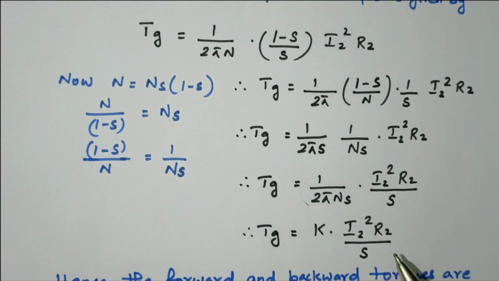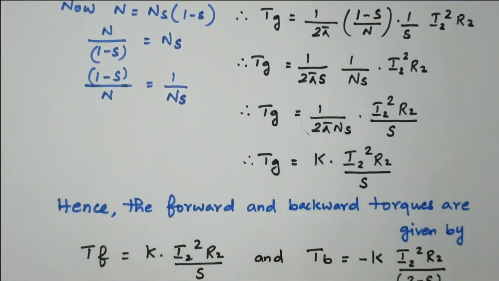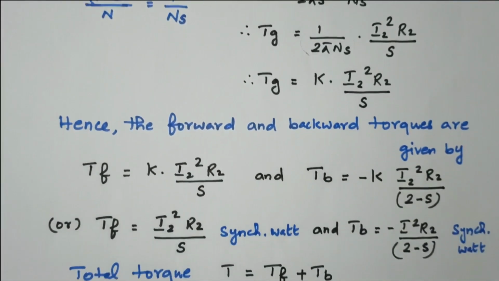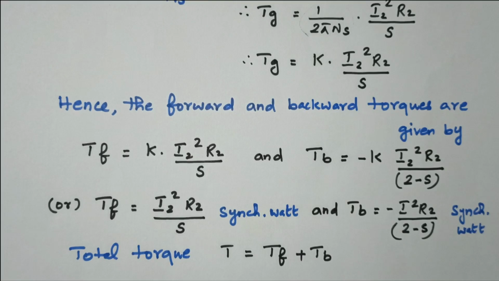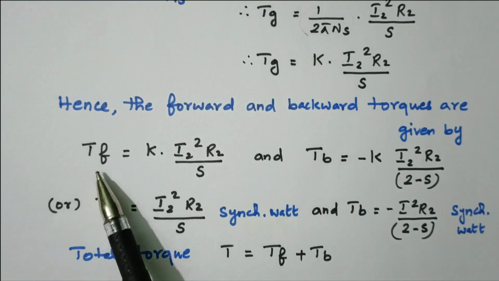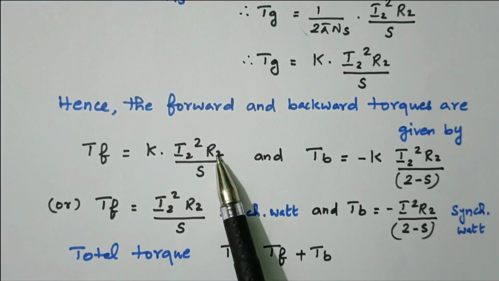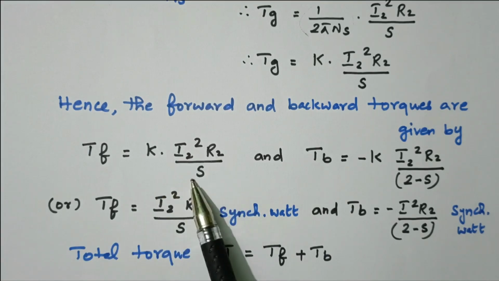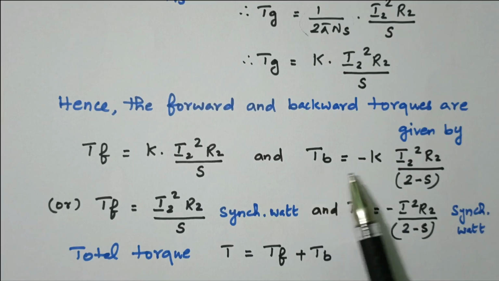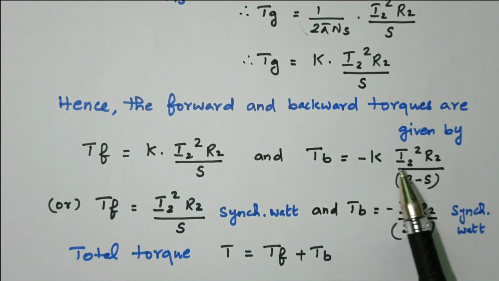But what we have, forward torque and reverse torque. Forward and backward torques are available. So from this equation we can easily identify the value of forward and backward torque. So this is a normal equation. Now we'll consider forward and backward torque. TF, forward torque, equal to K into I2 square R2 divided by S, as it is. In case of backward torque, minus K, because negative, I2 square R2 divided by 2 minus S.